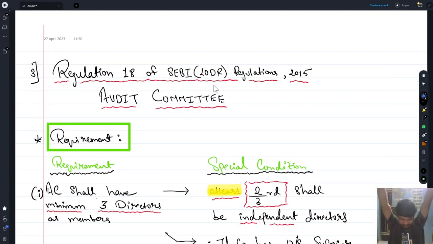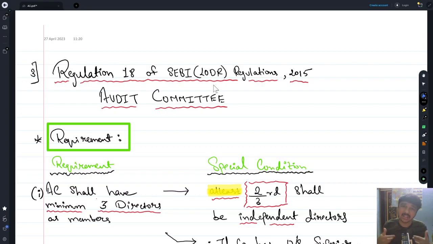And yes, we have completed the Companies Act part. So clap for yourself. You're going to the next component of this chapter, Regulation 18 of the SEBI LODR Regulations 2015, and again the Audit Committee. Why is this Audit Committee coming again and again? Now, I have just read about it on the previous pages.